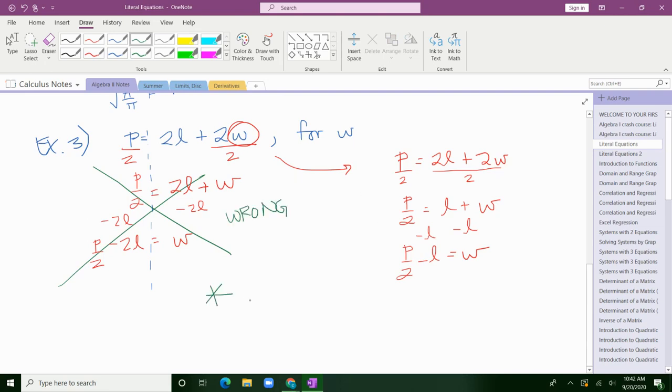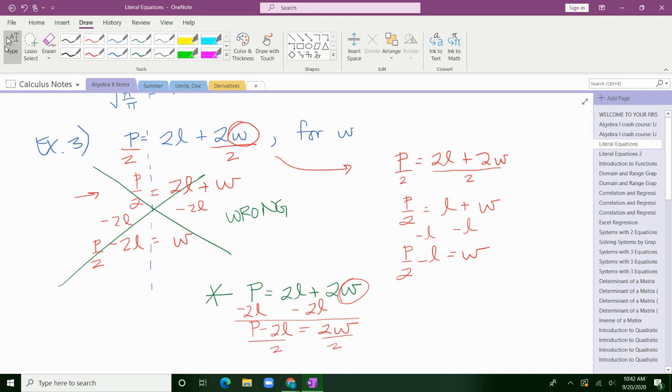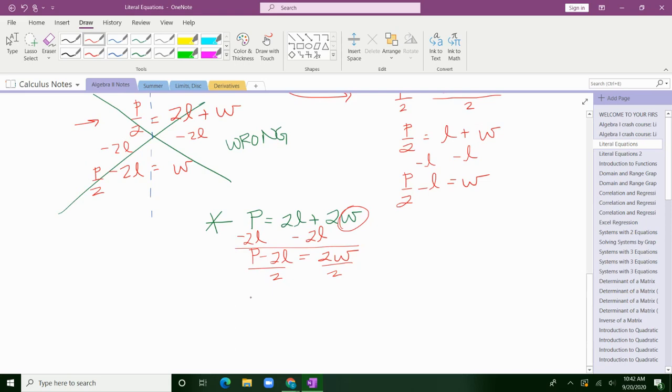This is the way that I think is the best, because when students do it this way, they tend to not make the mistake that I showed you right here. So whenever you're solving for a variable and there's a coefficient that you're going to have to divide by, I would recommend getting that term by itself. So I have P minus 2L equals 2W. And then I would divide after I add or subtract. So again, I would always add or subtract first before I divide, just because people make fewer mistakes then. I have found that to be true over the years.